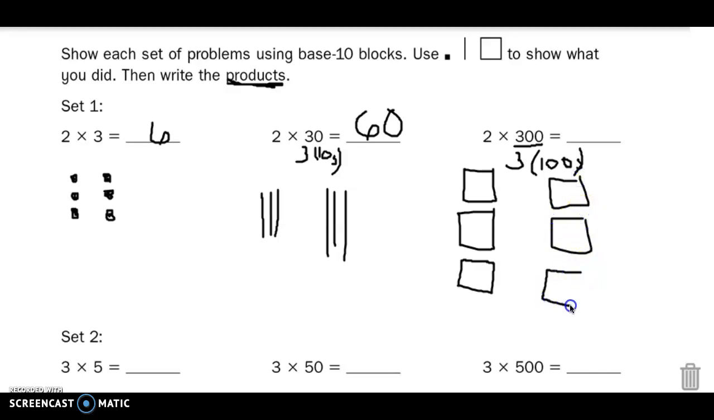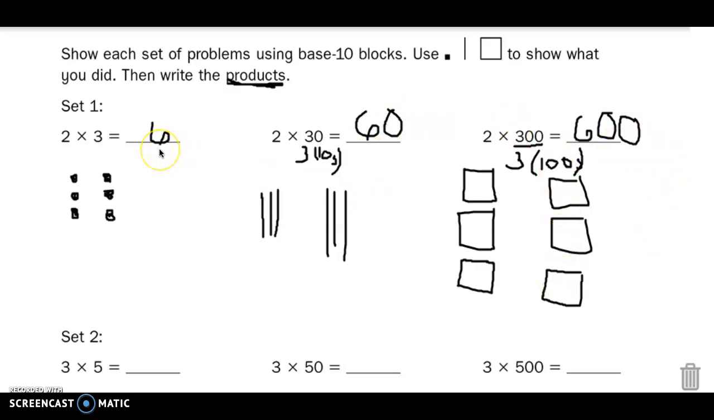You should have these pictures down in yours, and look how I'm keeping them nice and neat and super organized. Okay, well, what's that going to be? 100, 200, 300 plus 300. 300 plus 300 is 600. What do you notice about our 3 products, our 3 answers? Well, here we were counting by ones, and I had 6. Here you're counting by tens, and I have 60. And here I was counting by 100s, and I have 600.